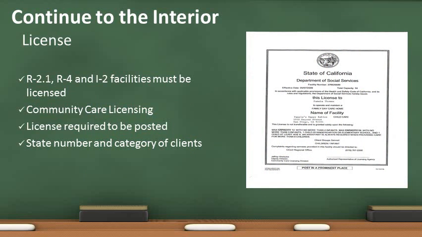Continue the inspection to the interior and look for the license issued by the State of California. As previously stated, R2.1, R4, and I2 occupancies must be licensed. The FCIP advisor will conduct the initial inspection and will be inspected annually by operations.